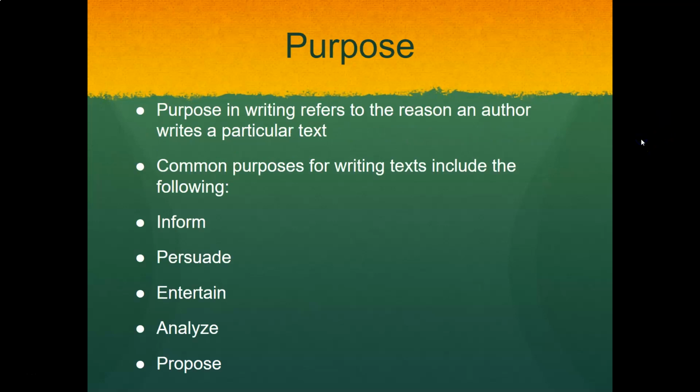When we refer to purpose in writing, we are referring to the reason an author writes a particular text. There are common purposes for writing texts that include to inform. For example, if you want to just provide information about a topic, like an expository essay, that's informative. To persuade is an argument where you take your opinion about a topic and try to convince your readers that your opinion is believable. And then to entertain, analyze, and propose.